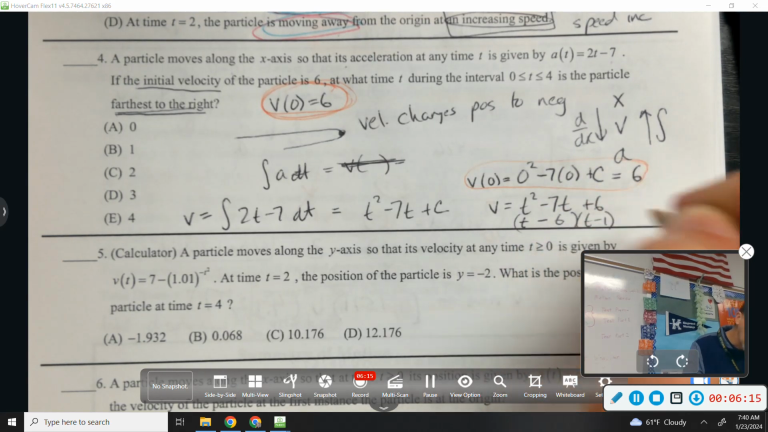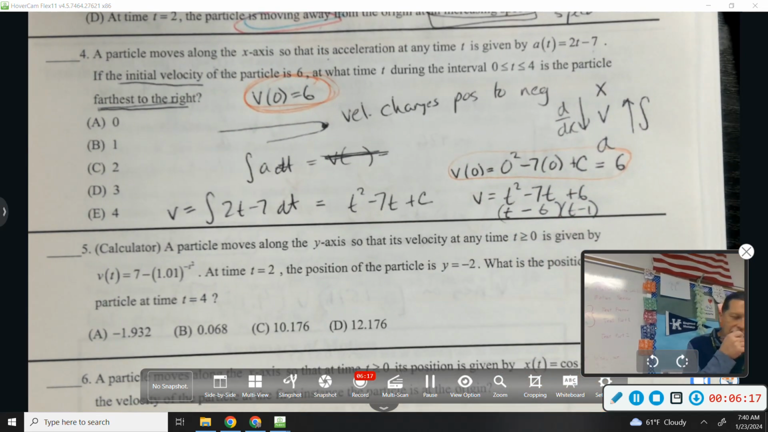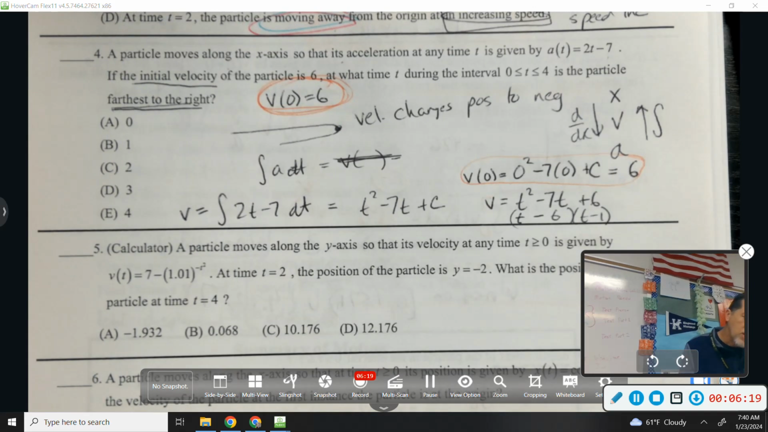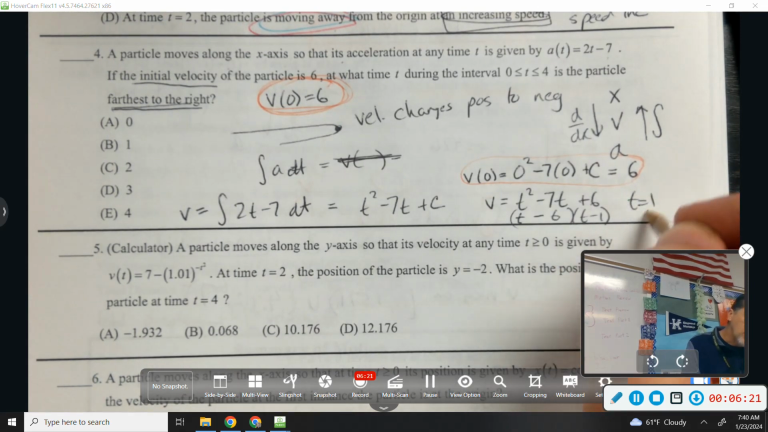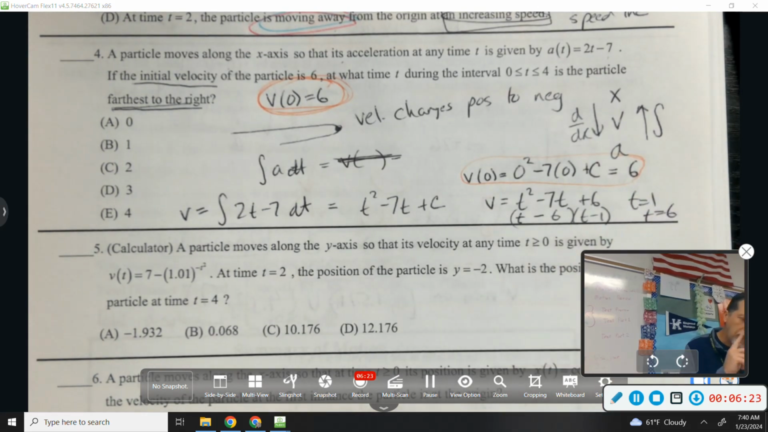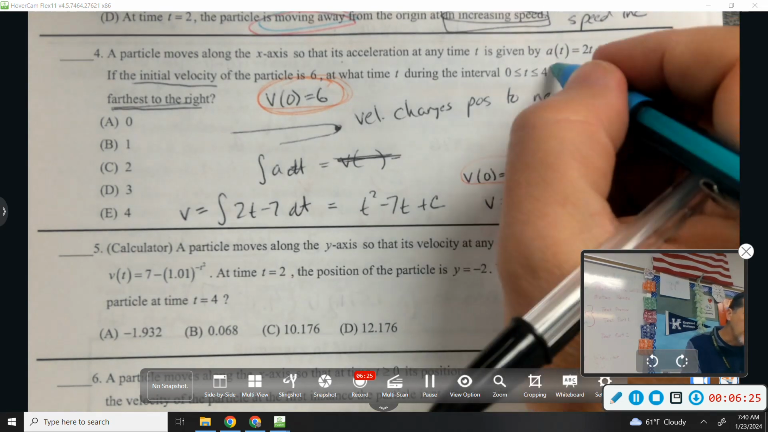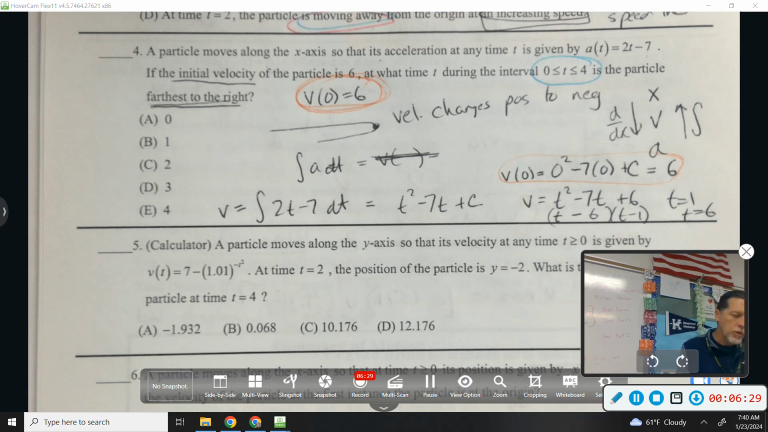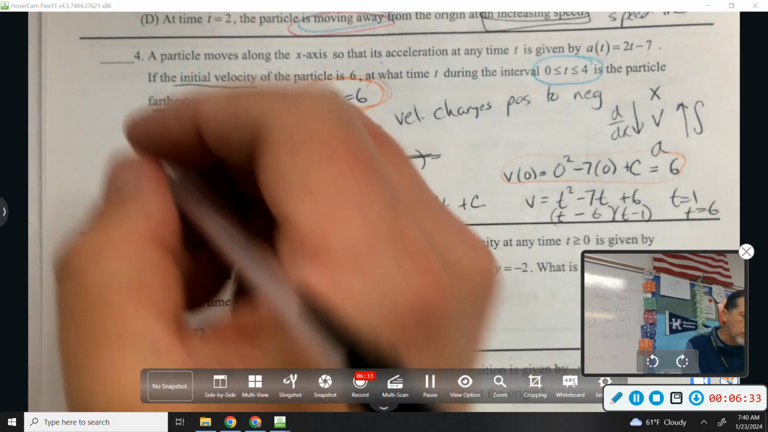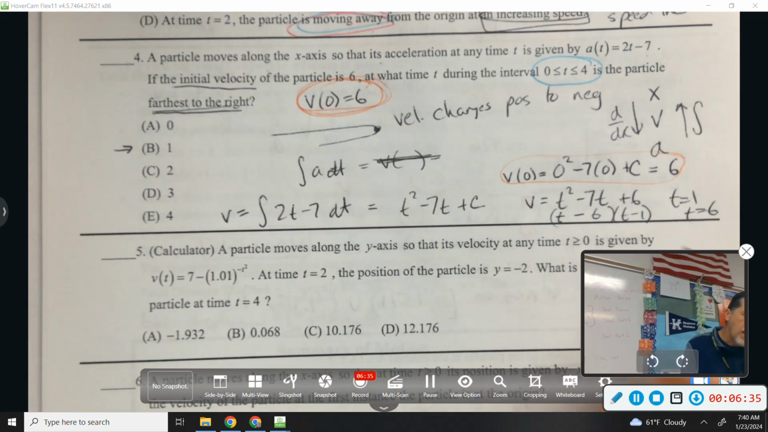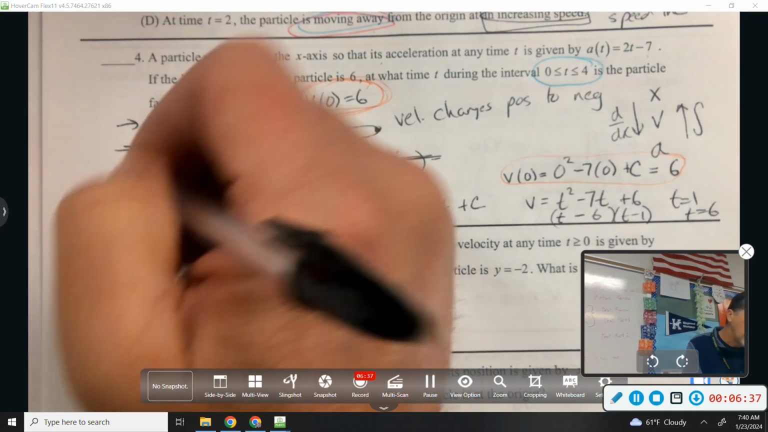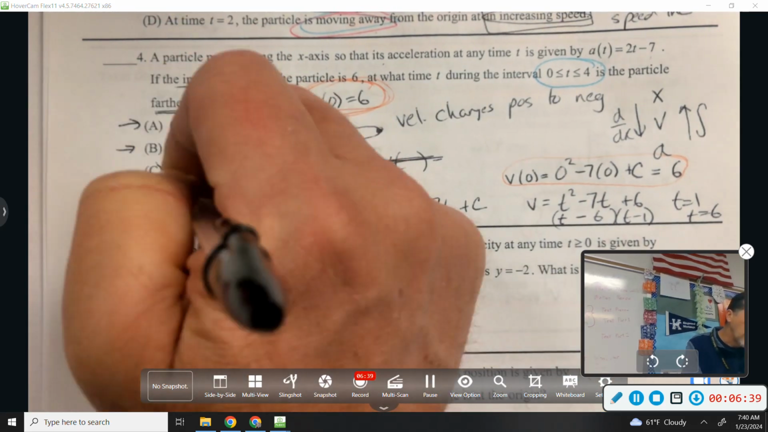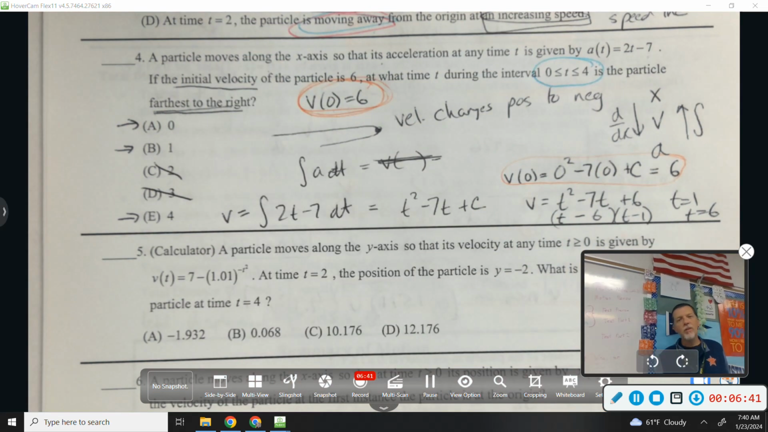It's nice that they gave me a factorable velocity equation. So at t equals 1 and t equals 6, and I'm only looking for 0 to 4. Although I don't know that it's 1. Actually, this is sort of an endpoint, but it can't be 2 or 3. So it's down to 0, 1, or 4.